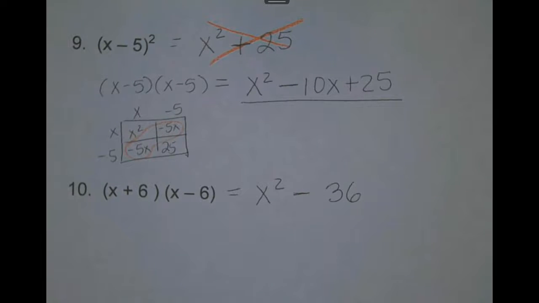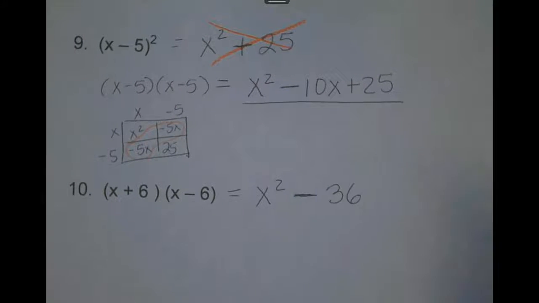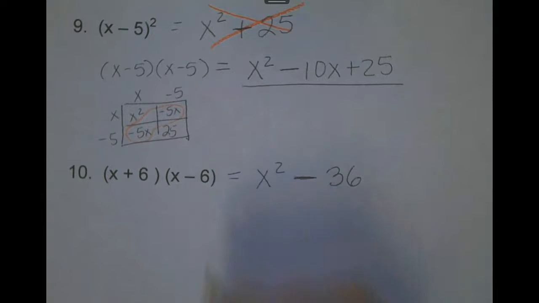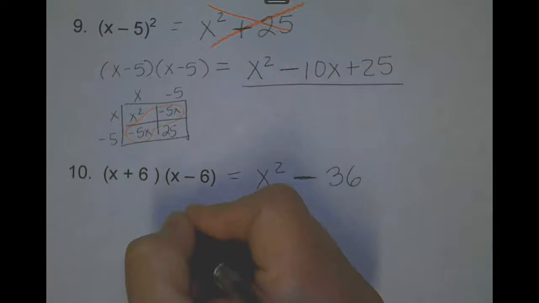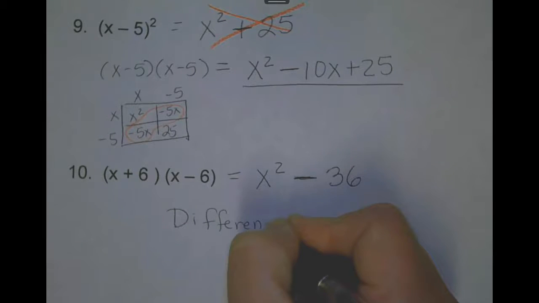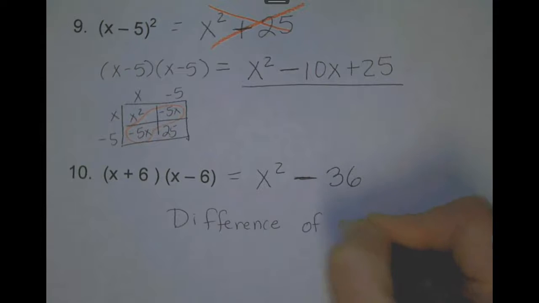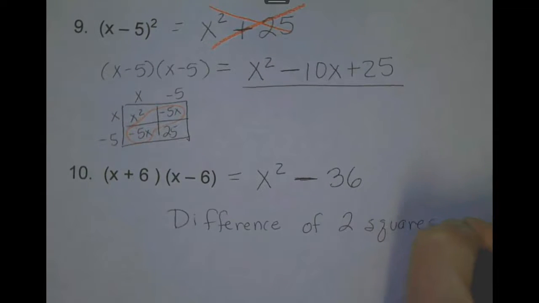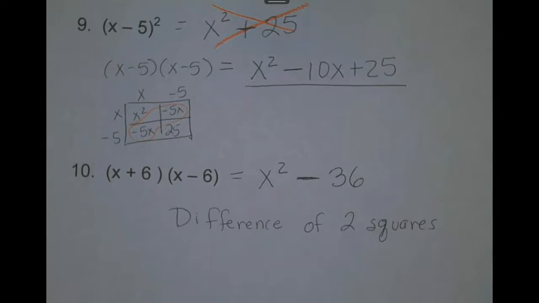This is a special pattern that shows up a lot, and we're going to be working with this pattern a whole lot more next week. I just wanted to show you this pattern and also tell you that it is called the difference of two squares. This type of pattern is called the difference of two squares. In math, what does difference mean?